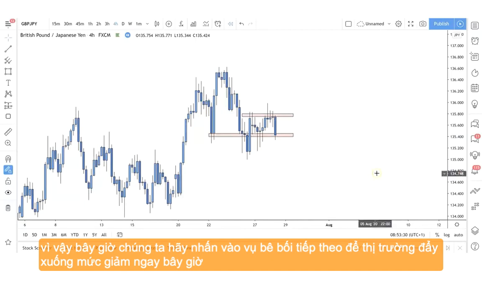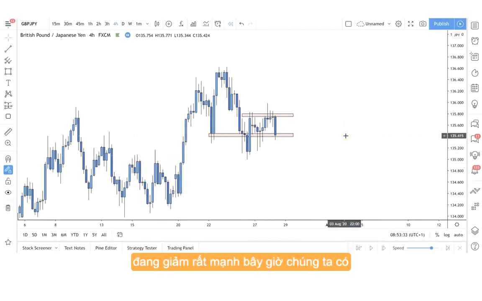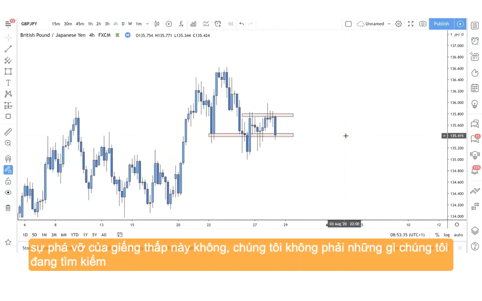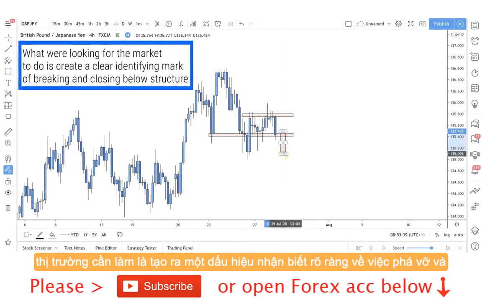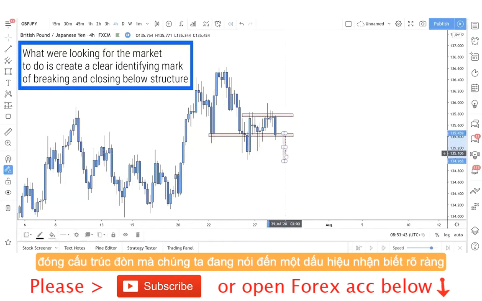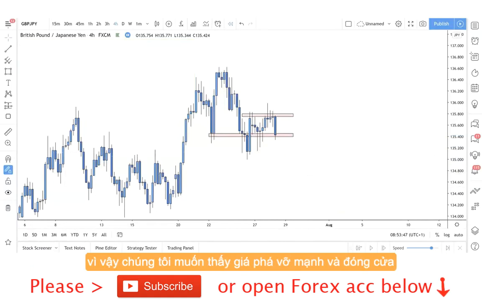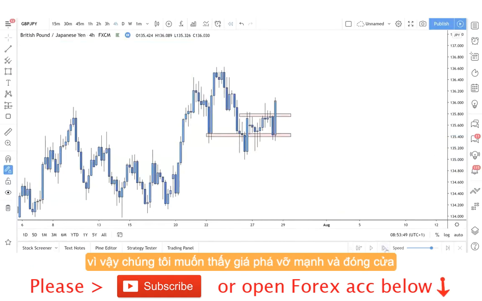So the market pushes to the downside. Now it is very, very strong bearish. Now, do we have a break of this low? Well, no, we don't. What we're looking for the market to do is create a clear identifying mark of breaking and closing below structure. We're talking a clear identifying mark. So we want to see price breaking strong and closing.